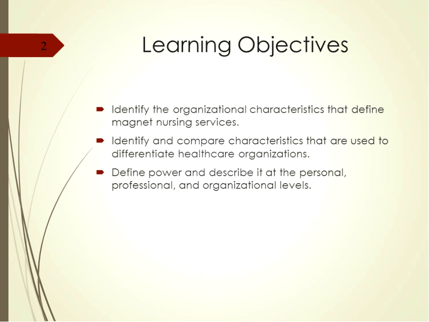By the end of this lecture, you should be able to meet the following lecture objectives. Identify the organizational characteristics that define Magnet Nursing Services. Identify and compare characteristics that are used to differentiate healthcare organizations. And define power and describe it at the personal, professional, and organizational level.